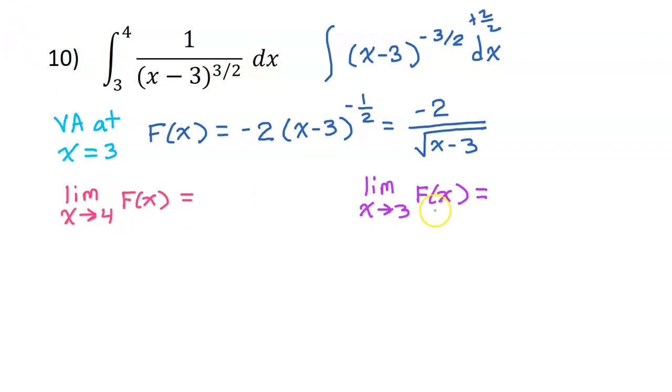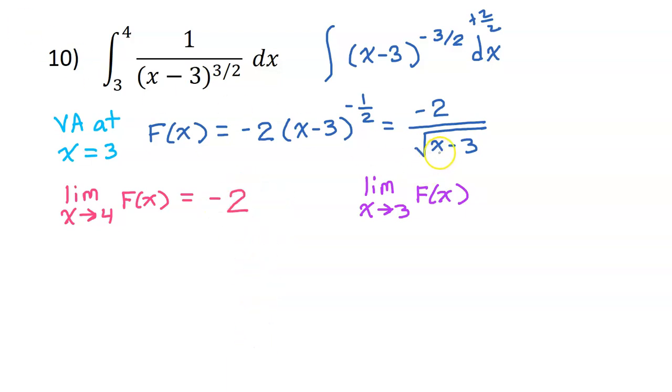The next step is to find two limits. We need to find the limit of the antiderivative as x approaches the upper limit of integration and the limit as x approaches the lower limit of integration. We can find this first limit by direct substitution. So we get negative 2 over the square root of 4 minus 3. That's negative 2 over the square root of 1, which is simply negative 2. I'm sure you can do all of that in your head, so I'm just going to put negative 2.